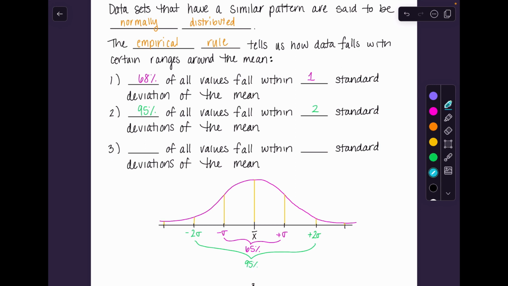And then last but not least, if I go out a distance of 3 sigma on either side, 99.7% of your data is going to lie within that range. So whatever these values end up being, 99.7% of all of your data values will fall in here. So everything is pretty centered around that mean.